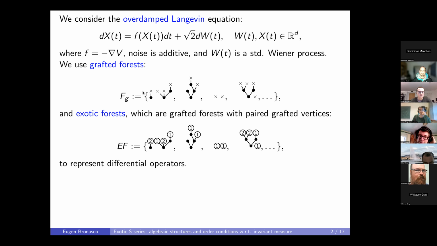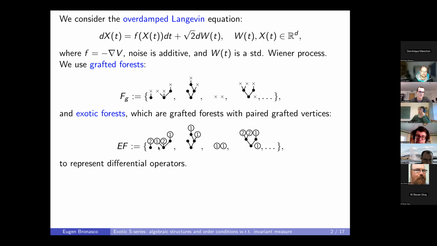A second class of forests are exotic forests. Exotic forests are grafted forests in which all the grafted vertices are paired. Here are some examples. These are the same forest, but now all the grafted vertices are split in pairs. The pairing is denoted by these kinds of numbers. Two grafted vertices are paired if they are associated to the same number. And here are some examples.